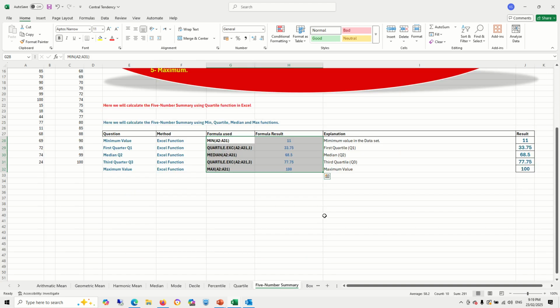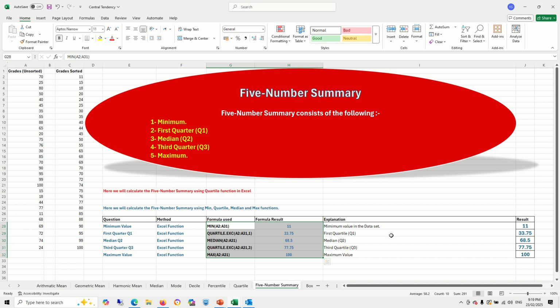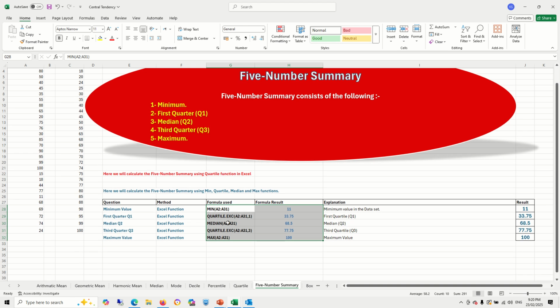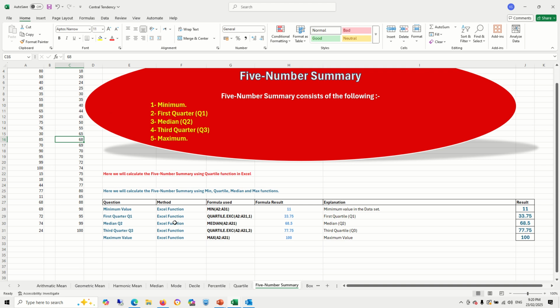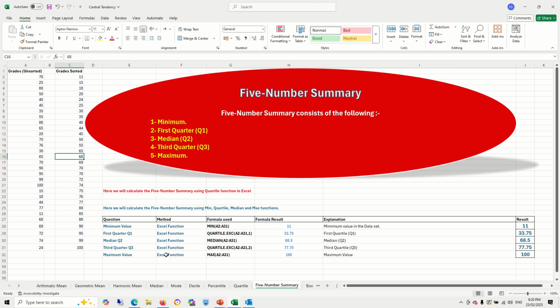Now let us go for the 5-number summary. The 5-number summary consists of the following: the minimum, the first quartile Q1, the median Q2, the third quartile Q3, and the maximum value. So let us apply this 5-number summary on the same data set.